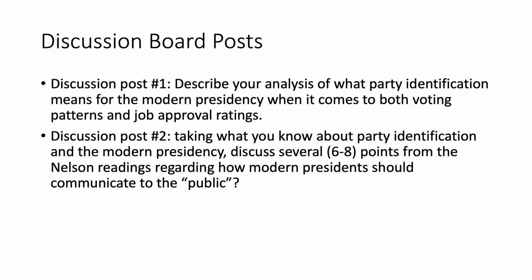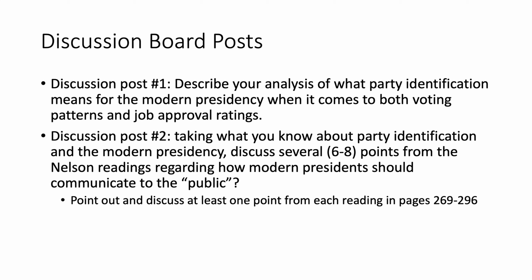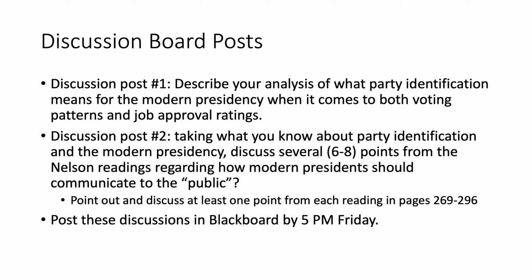For your second discussion post, taking what you now know about party identification in the modern presidency, discuss at least 6 to 8 points from the Nelson readings regarding how modern presidents should communicate to the public. What you may want to think about is, what is the public? Who defines what the public is, and can the president see different versions of what the public is? Make sure to point out and discuss at least one point from each of the readings in pages 269 to 296. And again, as a reminder, make sure to post these discussions in Blackboard by 5 p.m. Friday.